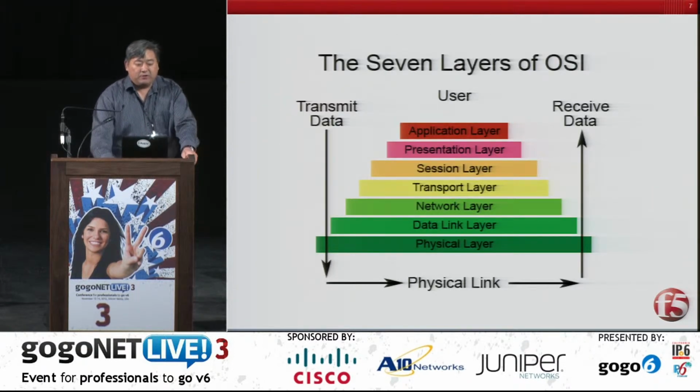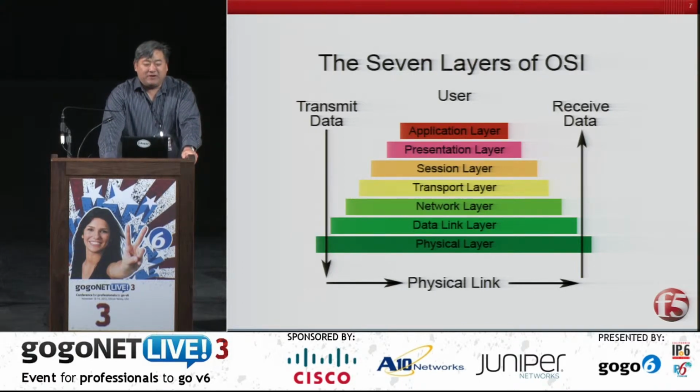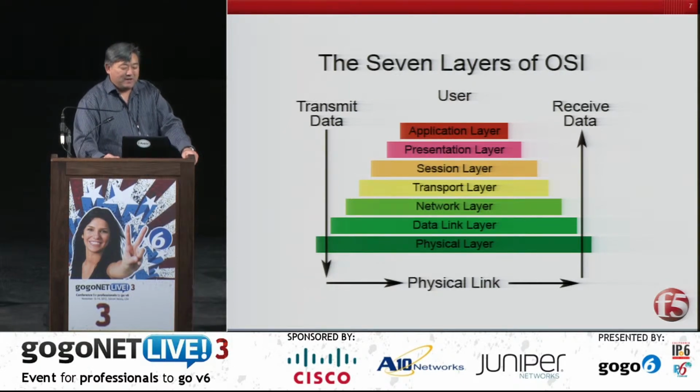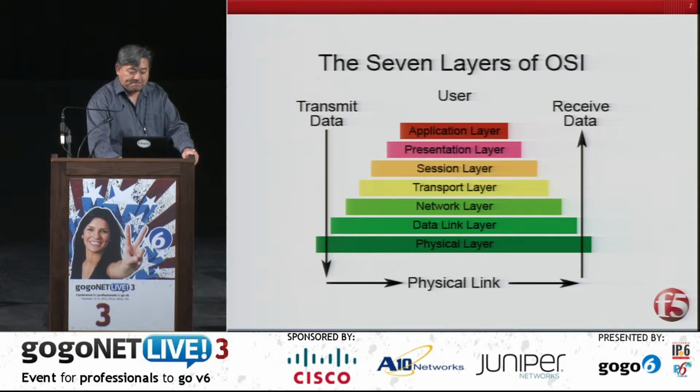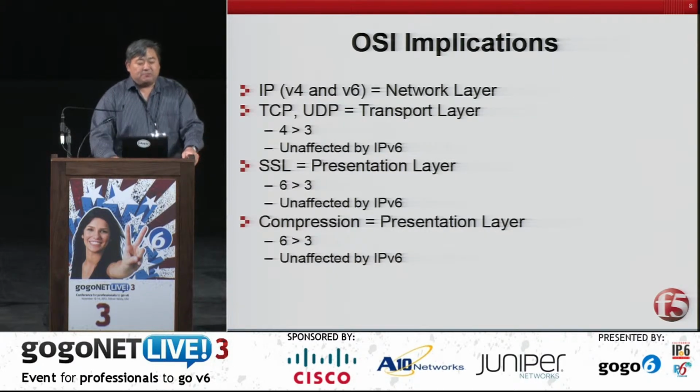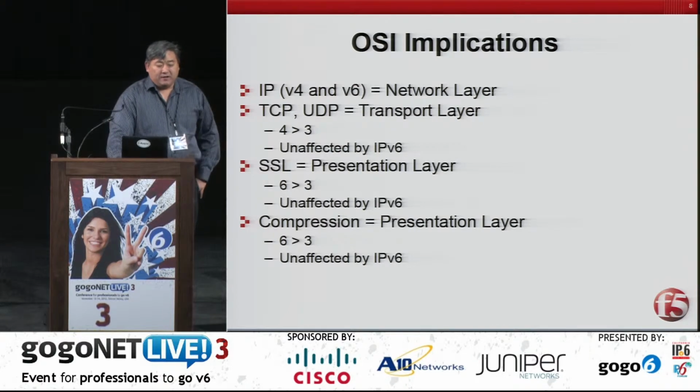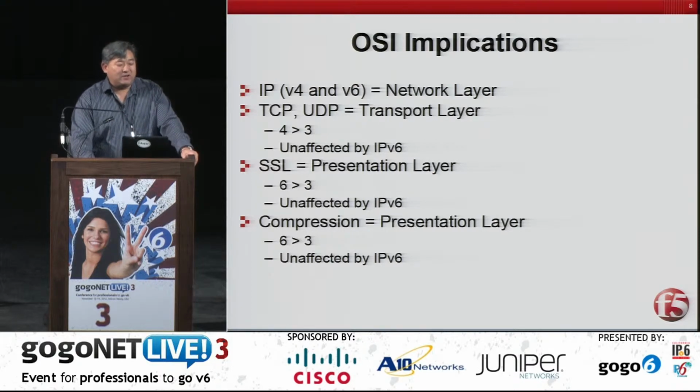The next thing I wanted to go through was the OSI model and what this means for us. As you know, we've got the 7 layers, starting from the physical wire all the way up to the application. So what does this mean? The IP layer is the network layer, or layer 3, and the TCP/UDP transport layer is layer 4. Since 4 is greater than 3, pretty much all of that is unaffected by IPv6. You don't have to worry about port numbers and that sort of stuff. It'll pretty much just work straight through.